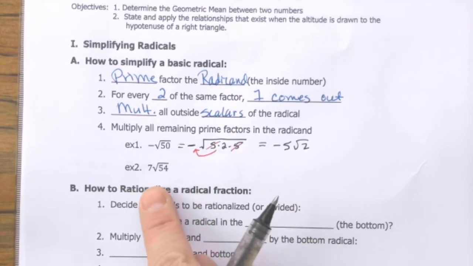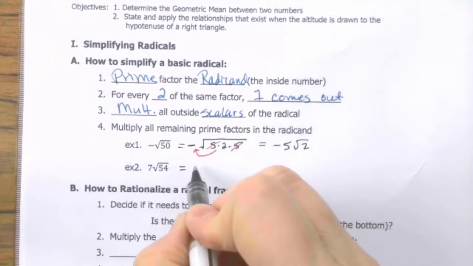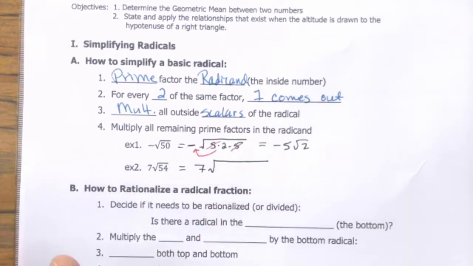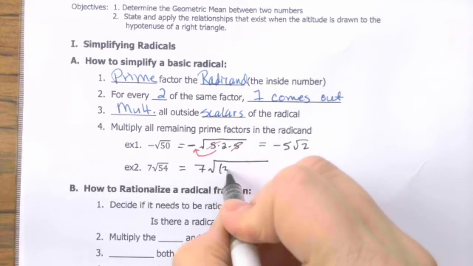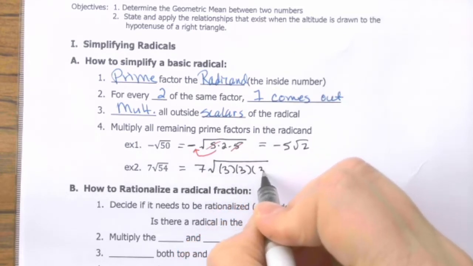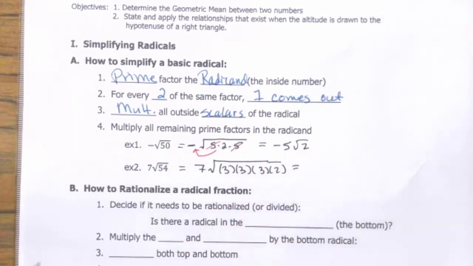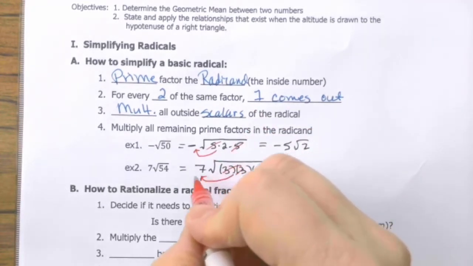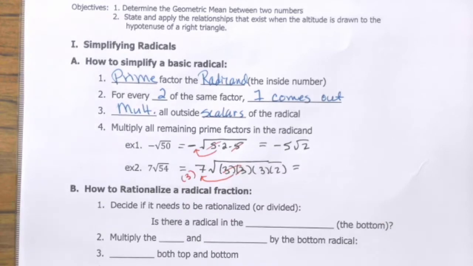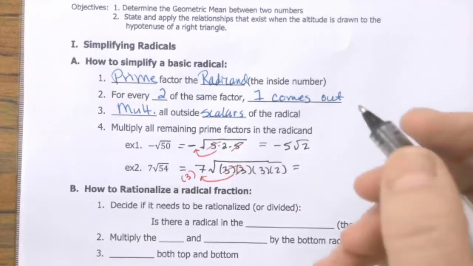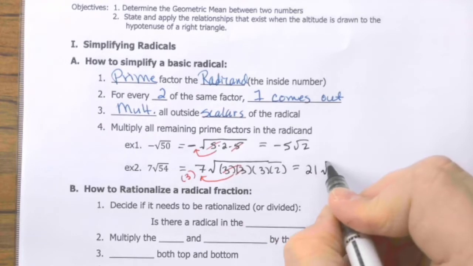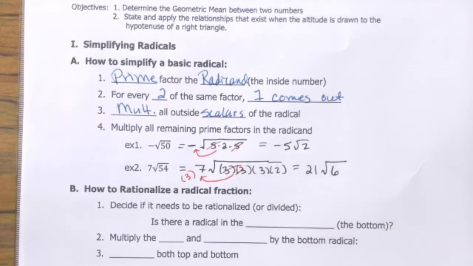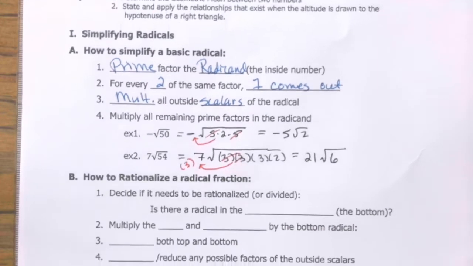Now let's try it with a 7 as the scalar. So first we're going to prime factor the radicand. 54 is 9 times 6. So 3, 3 for the 9, 3, 2 for the 6. 2 3s, 1 is going to come out and get multiplied by the 7. 7 times 3 is 21, and then you multiply what's left on the inside. 3 times 2 is 6. All right, that's basic simplifying.